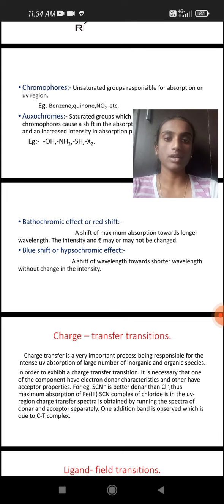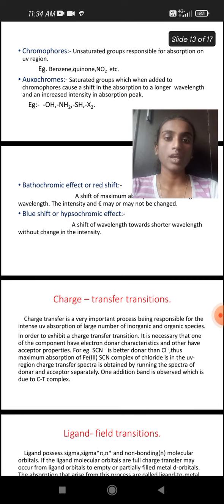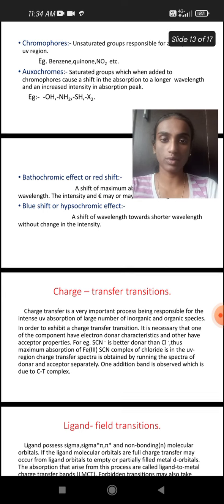Blue shift or hypsochromic effect. A shift of wavelength towards shorter wavelength without change in the intensity is known as the blue shift or hypsochromic effect.